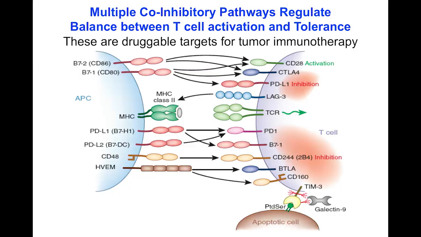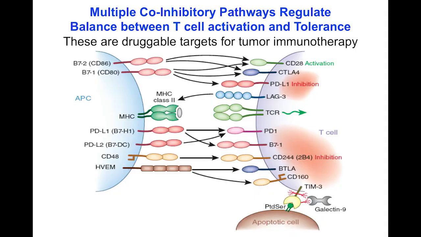But this is really just the beginning. There are now multiple inhibitory pathways that are known to regulate this balance for T cell activation and tolerance. Now, I have several versions of this slide. I have this version that you can read, and I have another version that lists all of the inhibitory pathways that have been discovered.